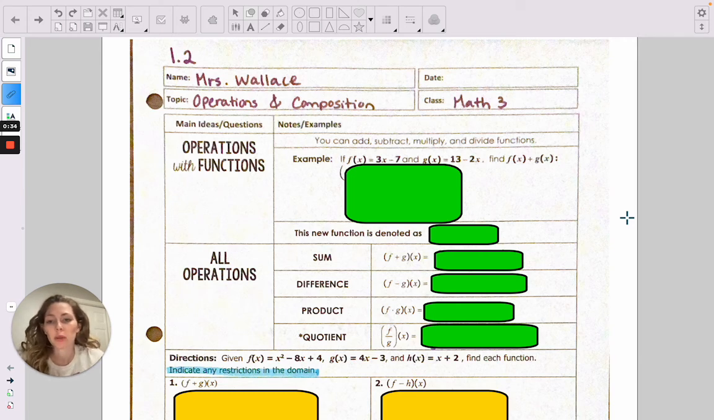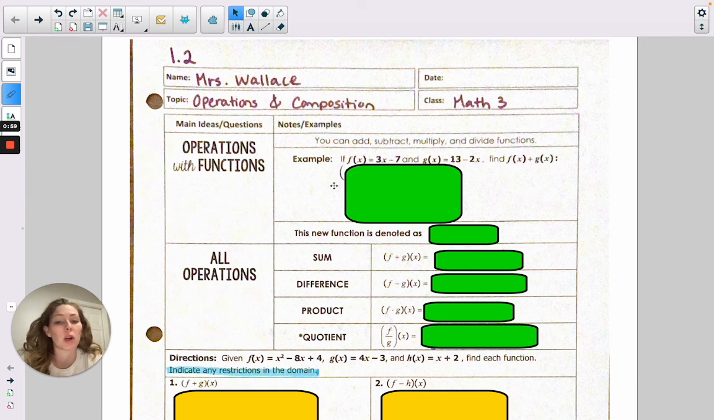So first we're going to talk about operations with functions. We've talked about what functions are in the last lesson and evaluating those functions at a specific input value of x. Now we're going to talk about what happens if we want to add functions together, subtract, multiply, divide, and also put functions inside of functions. It's kind of weird. But let's first talk about operations with functions. So you can add, subtract, multiply, and divide functions, believe it or not.